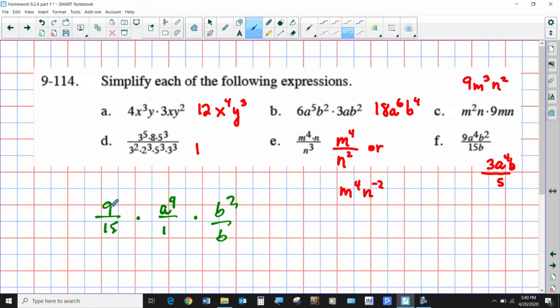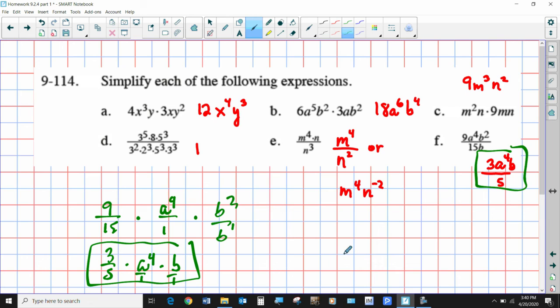Okay, so 9 over 15, that's a fraction that can be simplified down to what? 3 over 5, I think. And then a to the 4th doesn't have anything to cancel out, so times a to the 4th, and then b squared divided by b to the 1st. Remember when you're dividing powers, you keep the base and you subtract the exponents, so that becomes times b. So you could either write it like this, or knowing that these would have denominators, they can all go up in the numerator together.